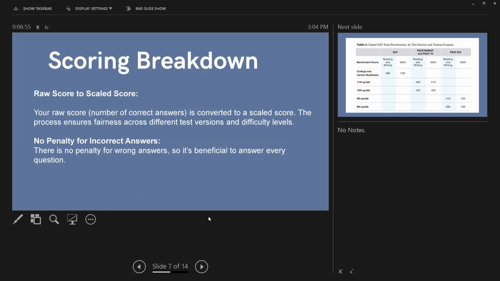Your raw score, that means the number of correct answers, is converted to a scaled score. The process ensures fairness across the different test versions and difficulty levels. And the good news is there is no negative marking. You are not penalized for a wrong answer. So instead of leaving it blank, let's say you are not sure about a multiple choice question, the answer is A, B, C, or D, you can select any. If your answer is right, you will get a score. And if it is wrong, you won't get a score, but it's okay. You tried from your side.